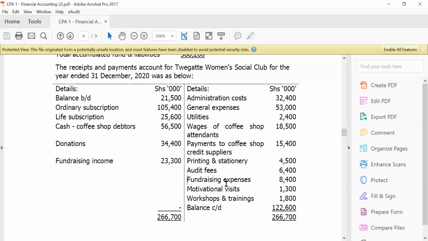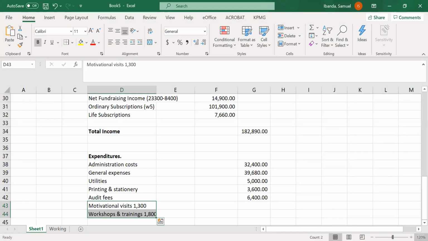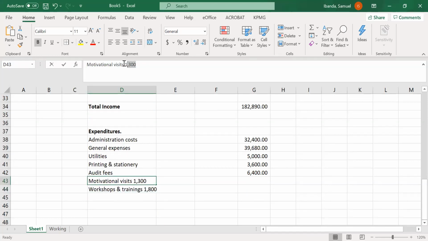Fundraising expenses, I already catered for this when I was calculating the net income, so you don't cater for them. In case you recorded fundraising incomes as they are in your incomes, then you come and record the fundraising expenses. But for us, we already got the net of these two values, so you don't record it. So we have motivational visits and workshop trainings as remaining. All of them relate to the club, so I will also come and put them here. Motivational visits is 1,300, so I record it there. Workshop and trainings, 1,800, also record it there.